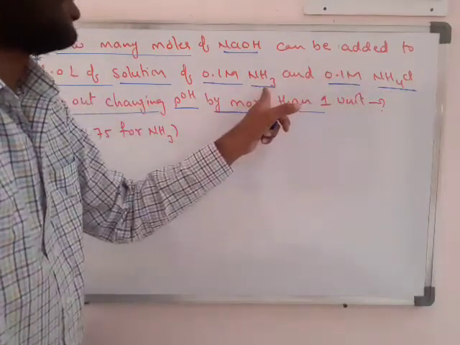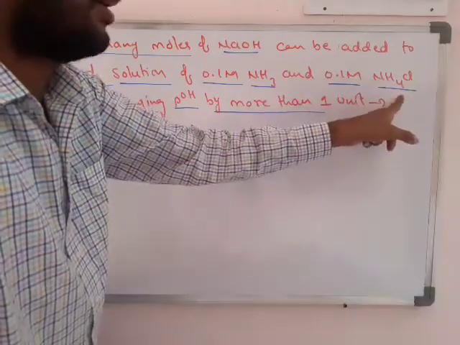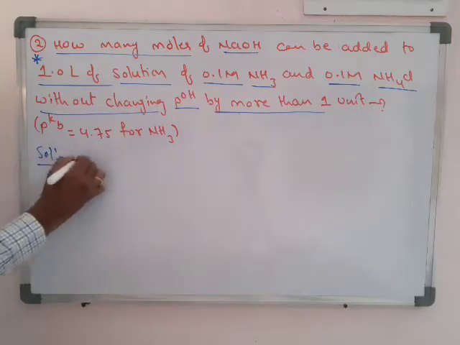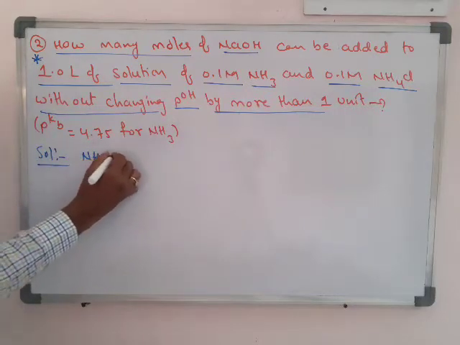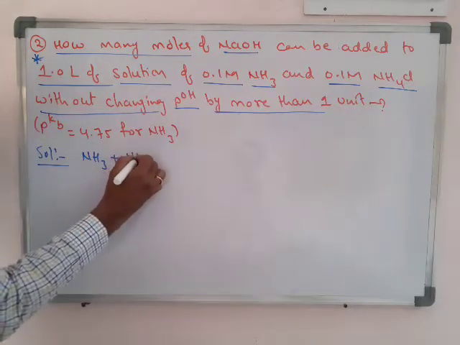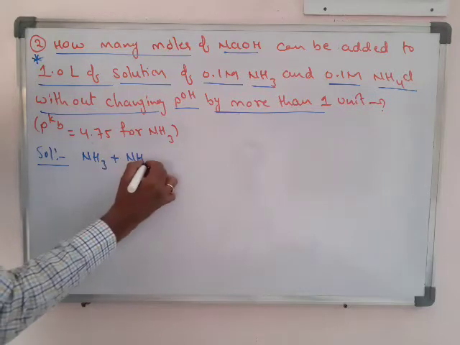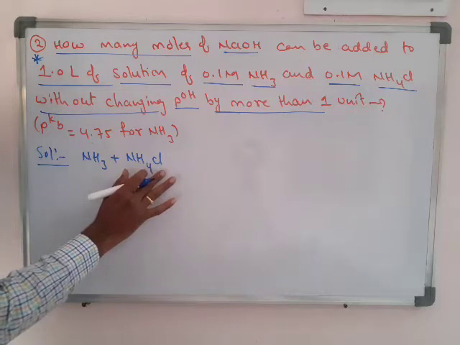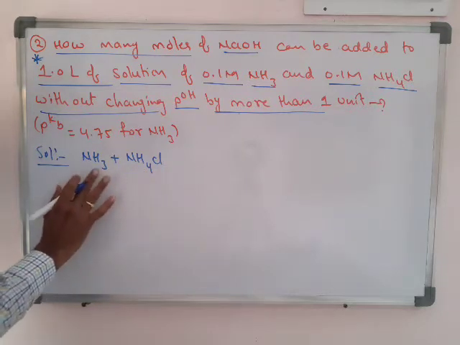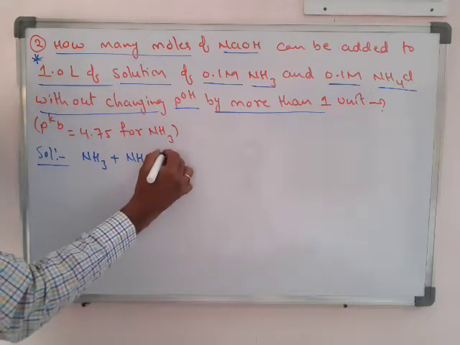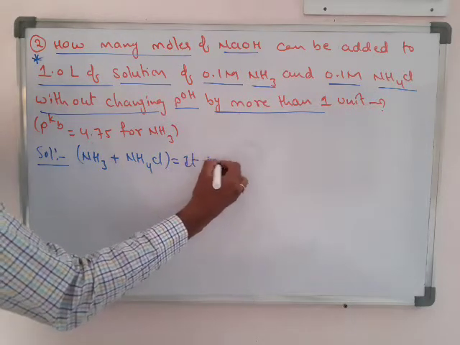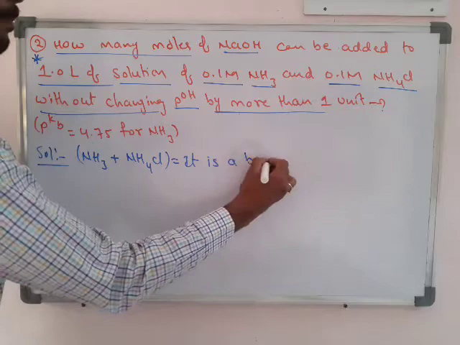This is ammonia and this is the salt formed by it. Here we can observe NH3 is a weak base. When it combines with a strong acid like HCl, it forms a salt of ammonia with a strong acid. So it works as a basic buffer. Therefore, we observe that it is a basic buffer.